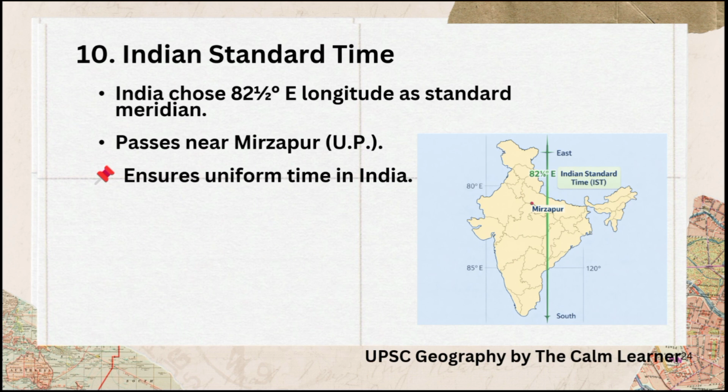So why was 82.5 degree east chosen? Because this longitude lies almost in the middle of India. So it is suitable for the whole country. All parts of India from east to west follow the same Indian Standard Time. Now this helps in uniformity and coordination across the country.